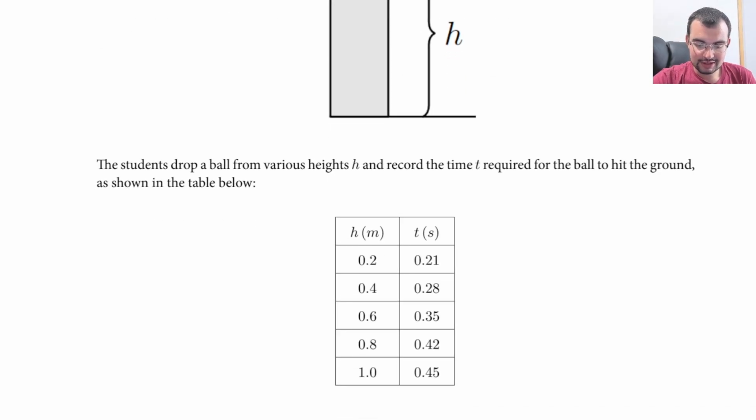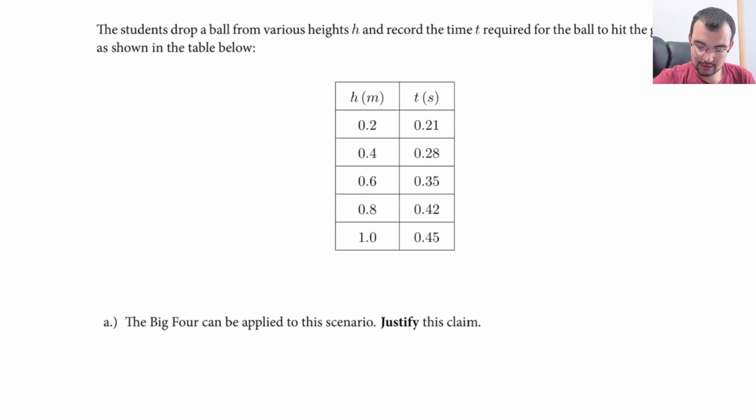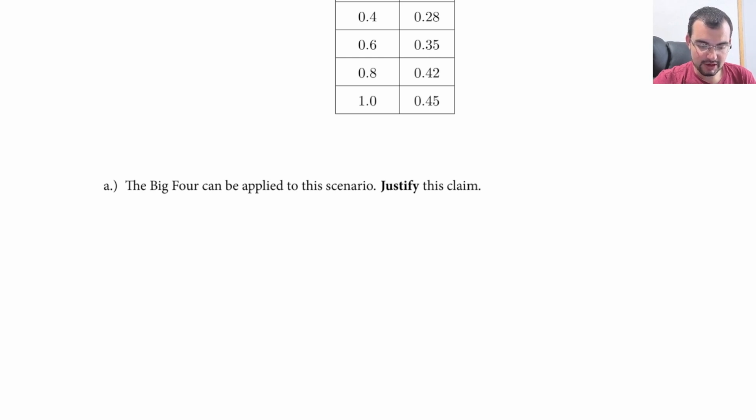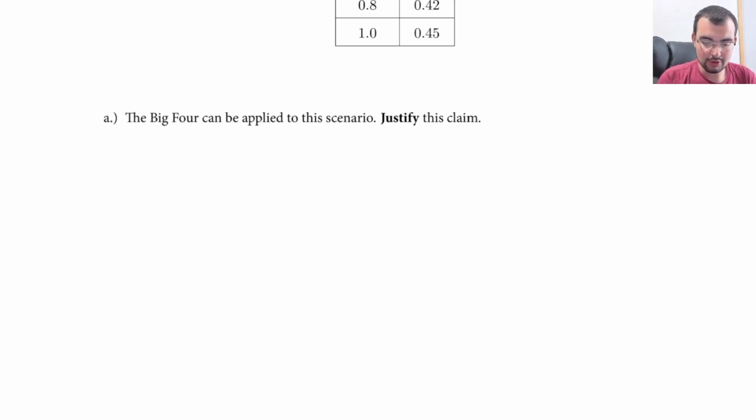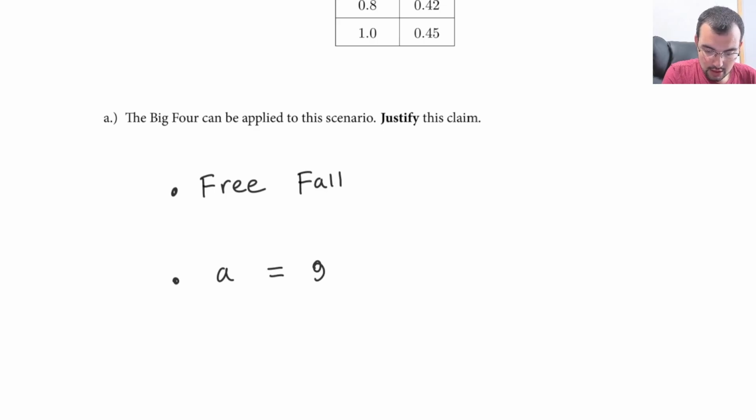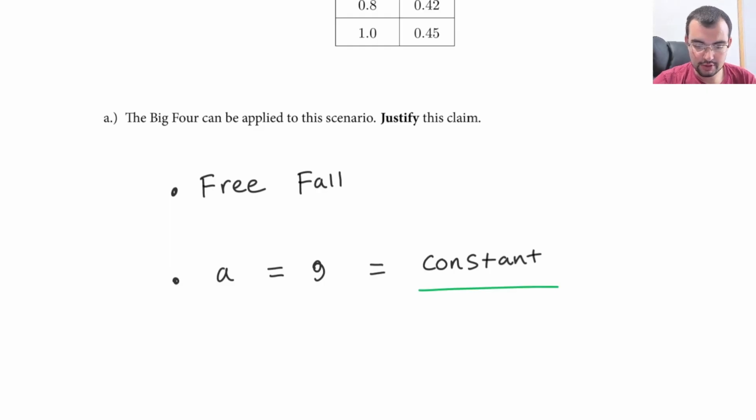Students drop a ball from various heights h. So they are picking different heights h to drop the ball from, and then they record the time required. So we can guess what formula will apply here. But it says the big four can be applied to this scenario. So why is this a kinematics problem? Why does the big four work? Well, this is free fall. So since it's in free fall, acceleration equals g, which is a constant. So kinematics apply.